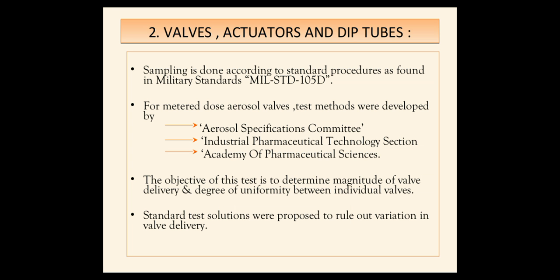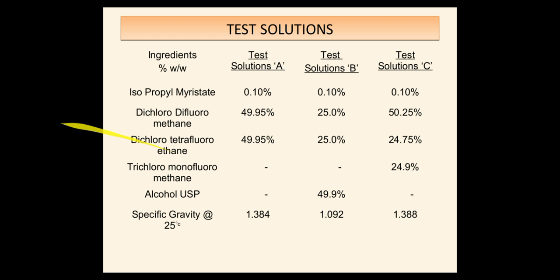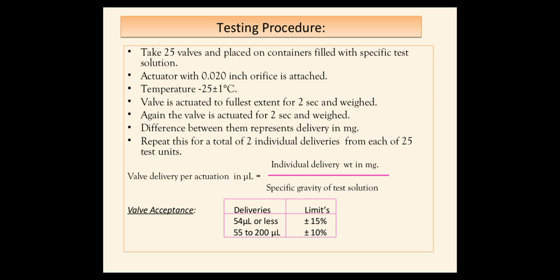Sampling is done according to the standard procedure, and for metered dose aerosol, valve test methods were developed by the Aerosol Specification Committee, Industrial Pharmaceutical Technology Section, Academy of Pharmaceutical Science. The objective of this test is to determine the magnitude of valve delivery and the degree of uniformity between individual valves. Standard test solutions were proposed to rule out variation in the valve delivery. Test solution: here are the various ingredients for test solution A, test solution B and test solution C.